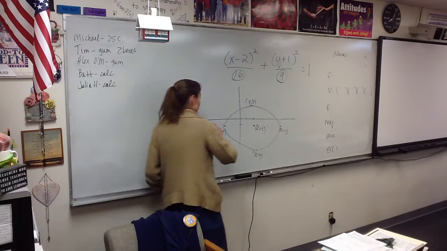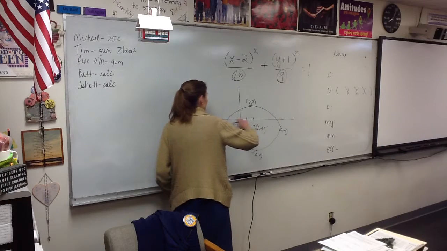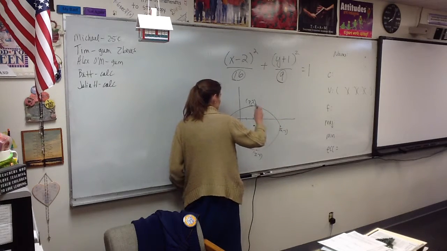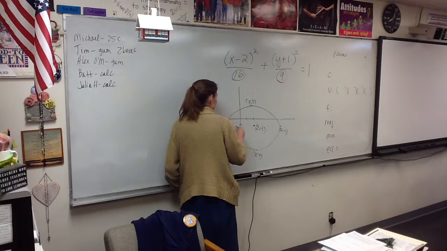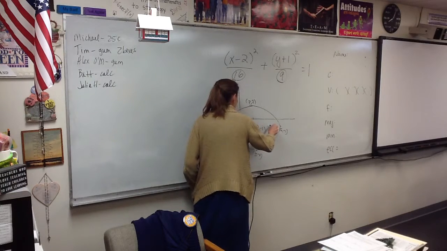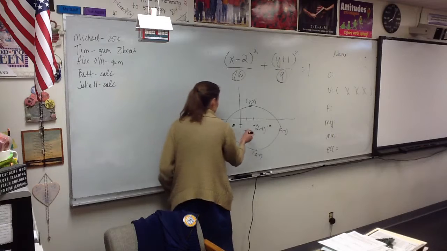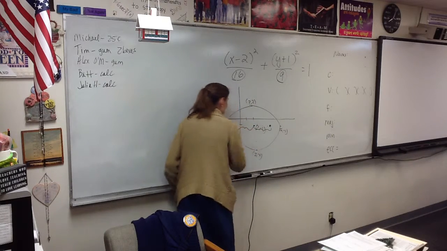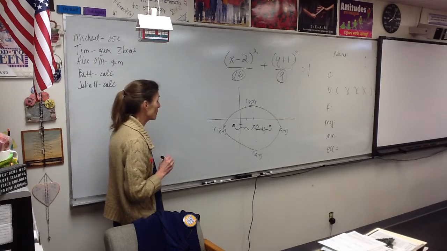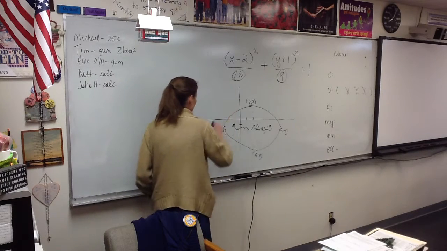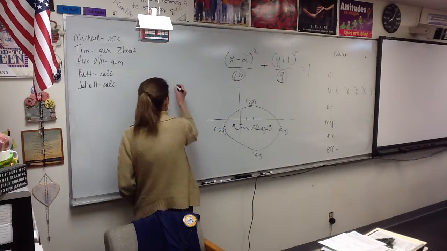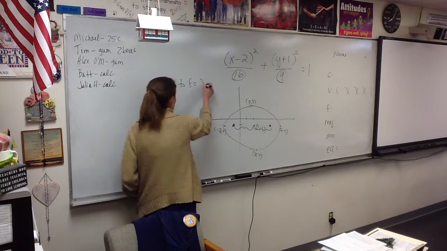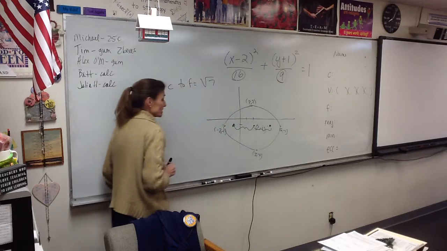Now, this is my major axis, right? How long is it? 8. This one is my minor axis, it is 6. My foci are on the major axis, so I just need to figure out how far left and right I'm going to move to plot those points. So I'll look at my equation. How far is it from the center to the focus? √7. 16 minus 9, √7.